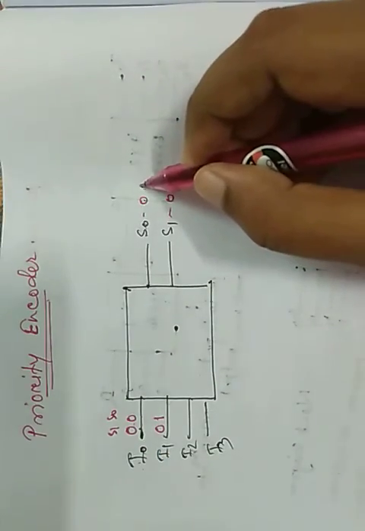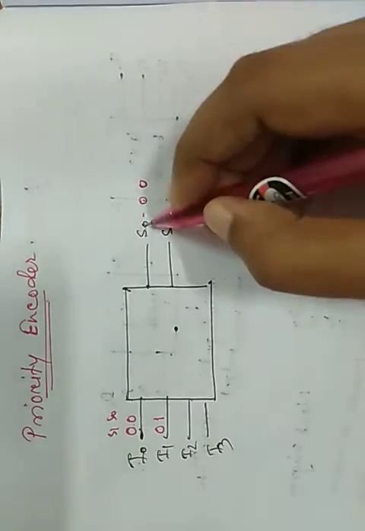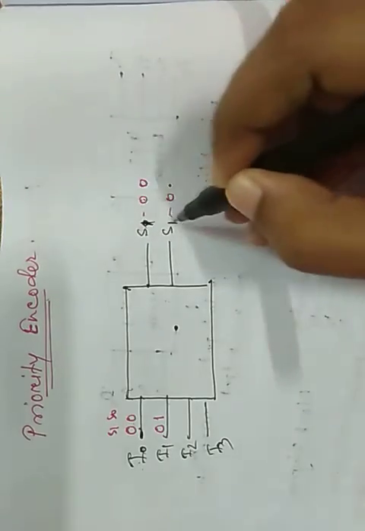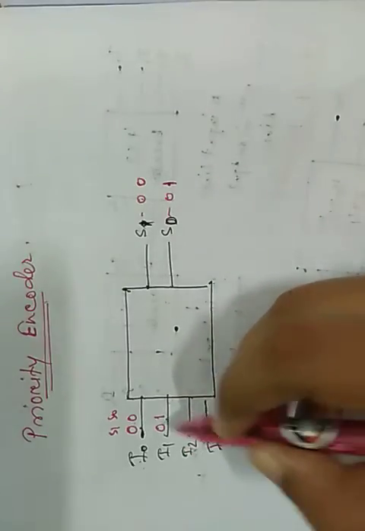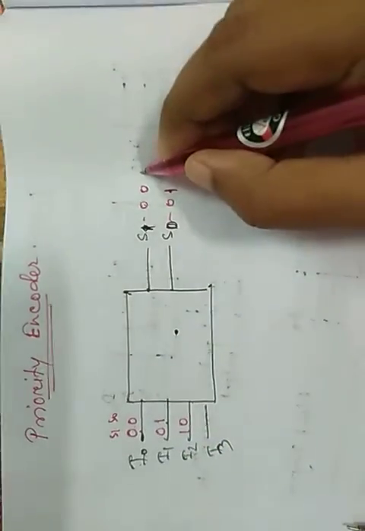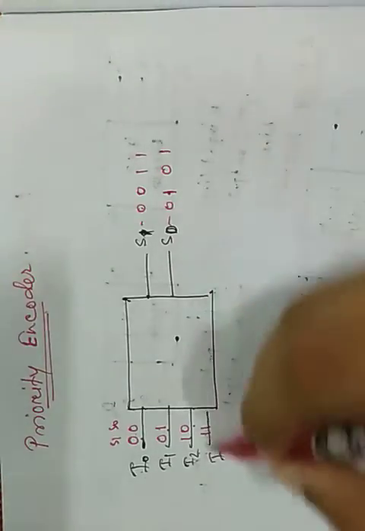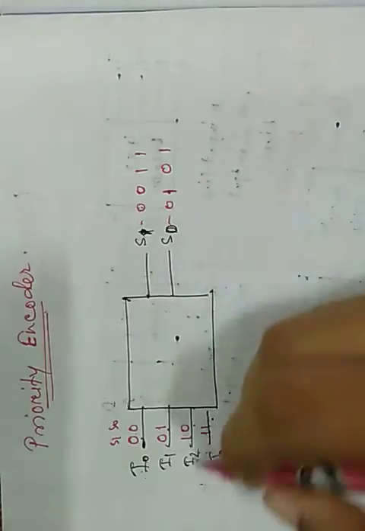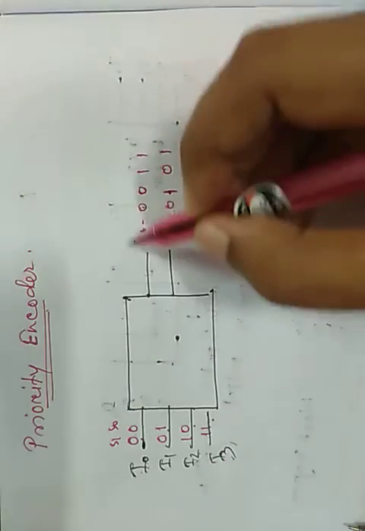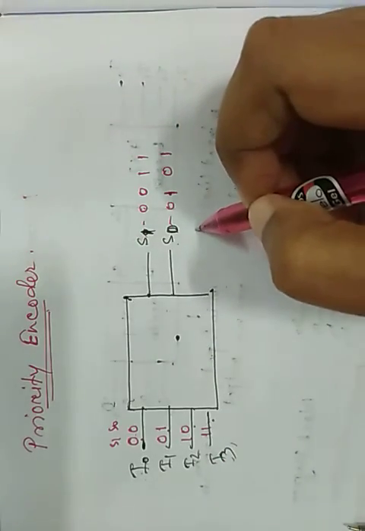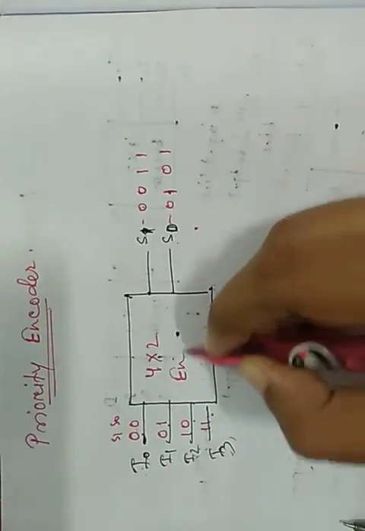If it is 0, 1, then I1 is selected. If it is 1, 0, then I2 is selected. If it is 1, 1, then I3 is selected. We know that only one input value gets selected at a time through the output sides. Okay, so this is our 4 into 2 encoder.